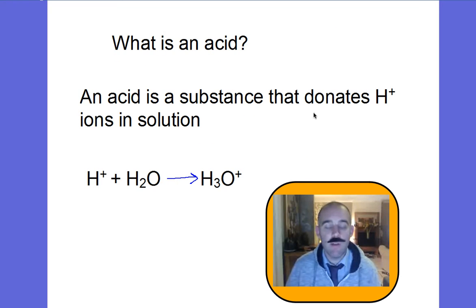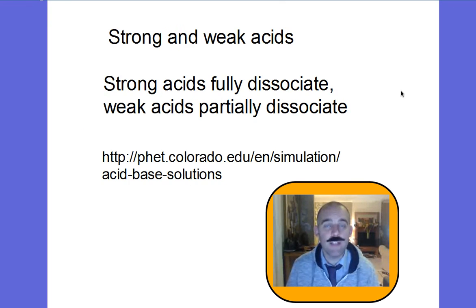Okay, so when they're in water, in solution, they can donate the H plus ion. And that H plus ion will go from the acid and it will join on to a water molecule to make the oxonium ion H3O plus. Okay, so sometimes we talk about acids donating H plus, and sometimes we talk about them forming the oxonium ion H3O plus. And we can get strong acids and weak acids. Okay, a strong acid is one that fully dissociates, and a weak acid is one that partially dissociates.